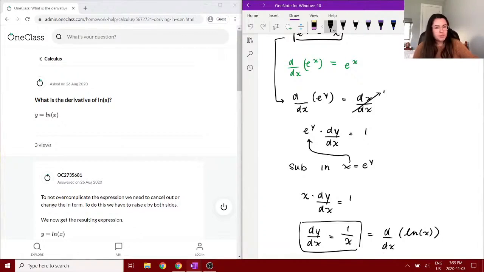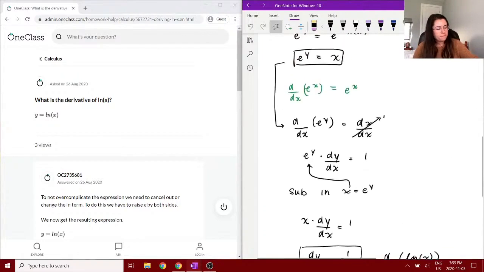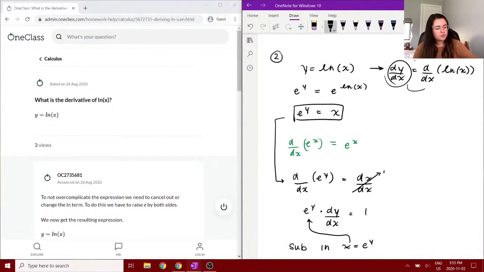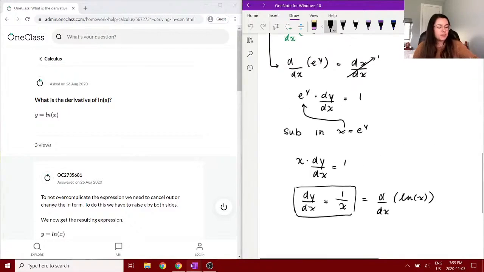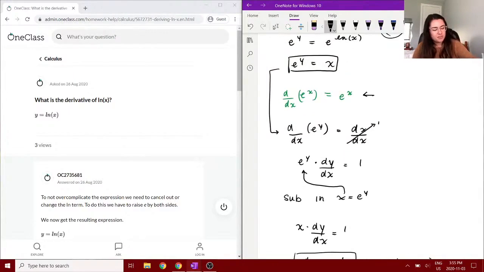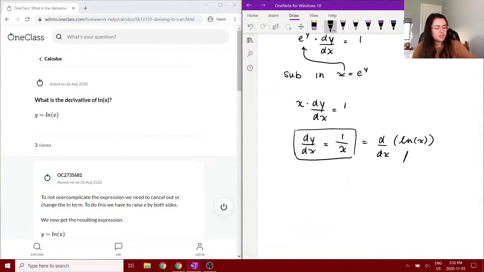And you can confirm that because, well, up here we wrote dy by dx is equal to the derivative of ln x, and then we have it equal to 1 over x, but I was saying you can confirm that just because it's one of the rules. When you're looking up the derivative for the exponential function, you'll probably also find the rule for this as well, which is equal to 1 over x.